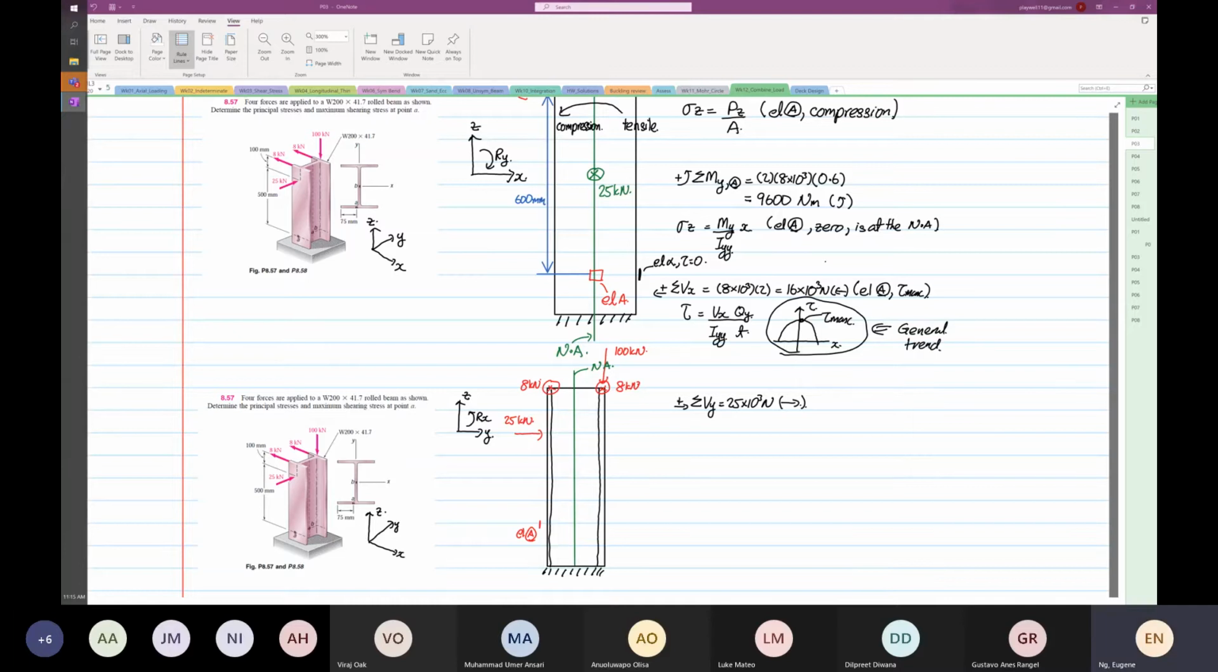In fact, I will not say tau max. I'm going to say element A is going to observe shear stress. Let's put it that way. This is just a general trend. Now, when you look at Vy, this trend is away from the neutral axis, where the shear should be equal to 0, but it's not. Why do I say this is a general trend?